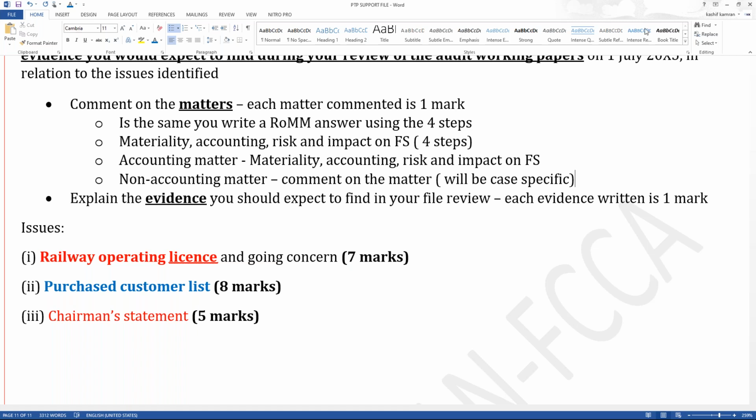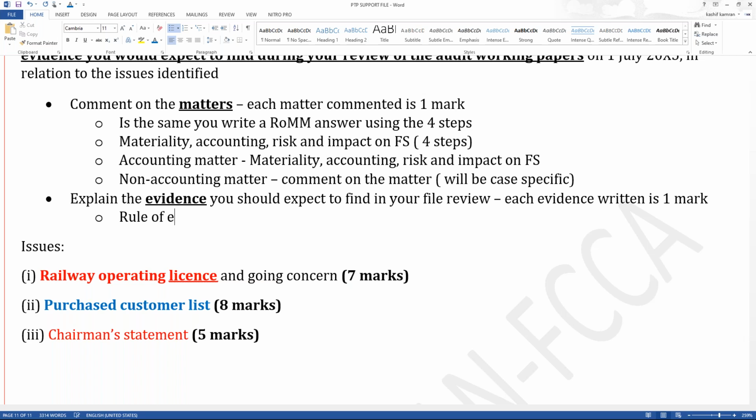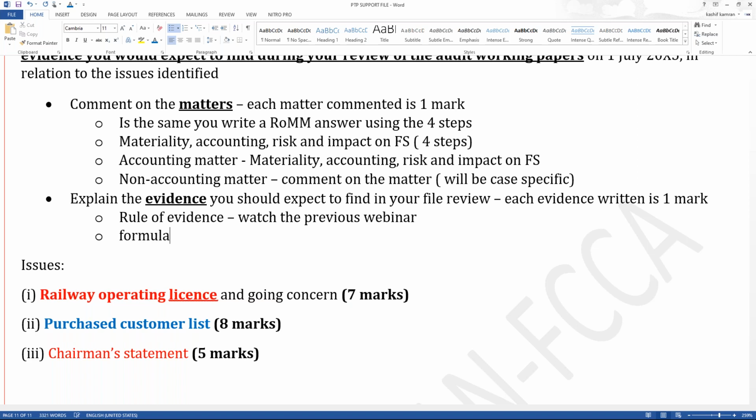Now, in my webinar today, I'll not be telling you the rules of evidence because I've told you the rules of evidence in my previous webinar. So don't expect the rules of evidence I will be teaching you. If you want to know the rules of evidence, then watch the previous webinar. I'll not be putting the answer of explain the evidence you should expect to find in the file, because the rules of evidence, watch the previous webinar and formulate the answer yourself. I've done evidence so many times in the previous webinar that I don't want to repeat that.